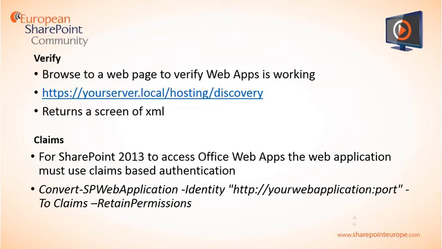Well, if you've got that, then the other thing to look at is claims authentication. Basically, for SharePoint 2013 to access Office Web Apps, the web application has to use claims authentication. Now, as a standard, that is turned on for any site that's created using the 2013 web application. If for some reason you've turned it off, or you don't have claims-based authentication on a particular web application, then again, a PowerShell script will convert that web application into claims authentication so that you can actually use it with Office Web Apps.